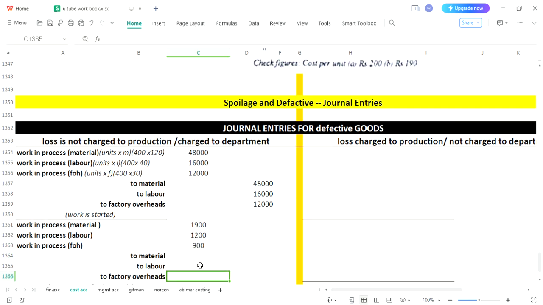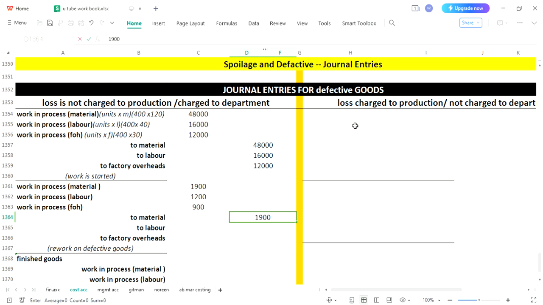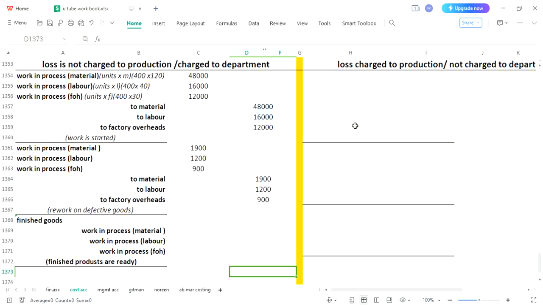Again, rework has been completed and we will apply a simple accounting principle. Whatever is present on the debit side would be present on the credit side as well. The same amounts would be present on the credit side. So put 1900 for material, then 1200 for labor, and then 900 for factory overhead. Two entries have been completed.